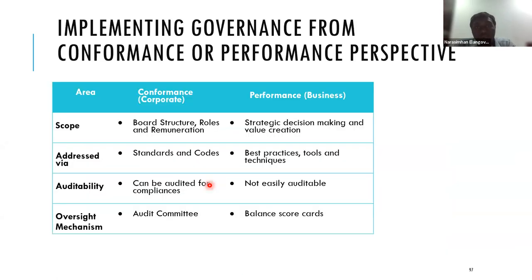Next, what is the difference between conformance and performance? Conformance is corporate governance, performance is business, right? Conformance is more with the board, role, structure, remuneration. Performance is based on strategic decisions, value, etc. Your mergers and acquisitions are based on your performance. Your ethics is conformance. You're getting the difference: standards, code of ethics are conformance; business practices, tools are performance.